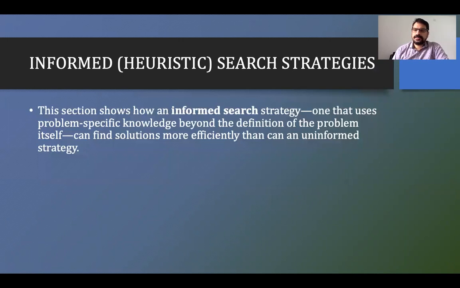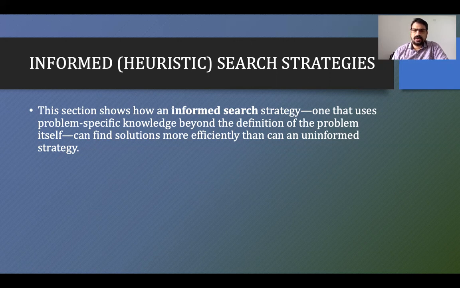So in the uninformed search strategy, what information do we have? We have the initial node information. We have the goal node information. We have the cost between two states, and we have the number of actions. Okay.